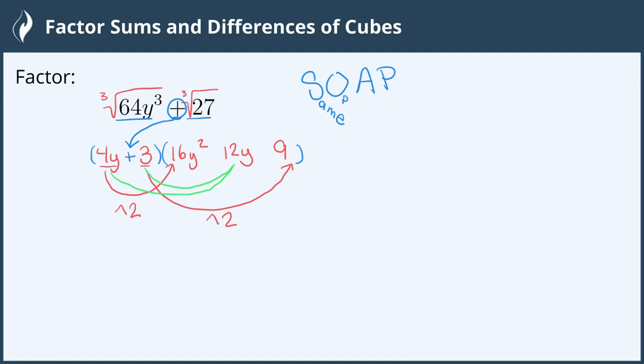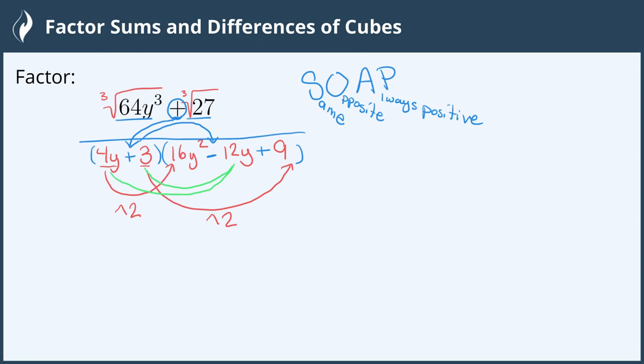The O stands for the opposite. This means that the second sign in our list here will be opposite of that first sign, meaning that it will be a negative, which is opposite of the positive. And then the last one will be AP, which is always positive. And so we finish it up with an addition sign.